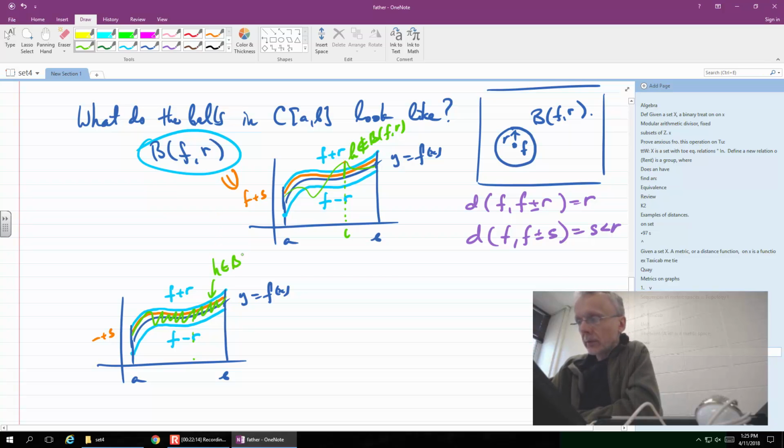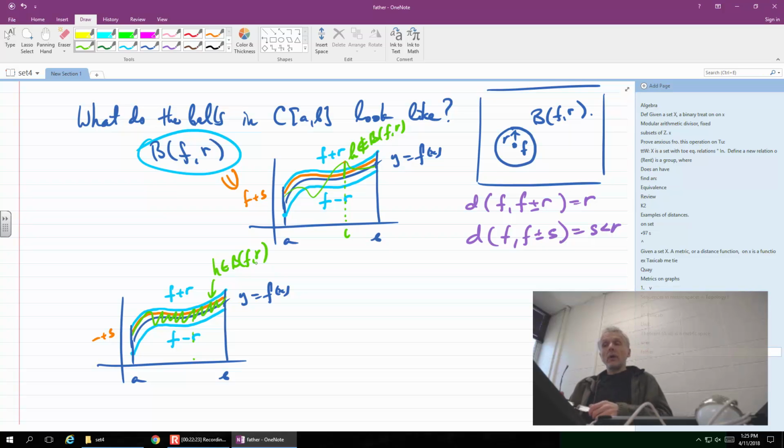This one does belong to B(f, r) because, once again, you see how far it deviates from f, and it does not deviate more than r units. So in fact, every function that fits in the tunnel will be within r from f. Every green function, doesn't matter how hard it oscillates between those two limits, as long as it stays within that tunnel, tube, hose, whatever, it will be within our ball B(f, r).